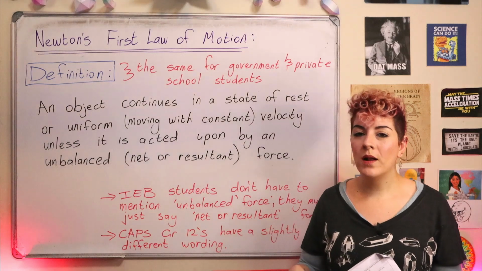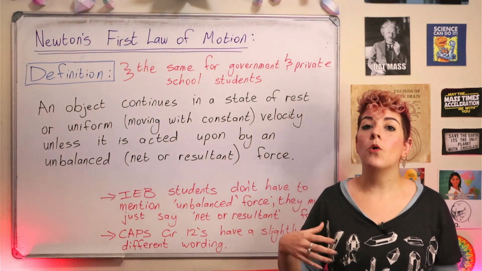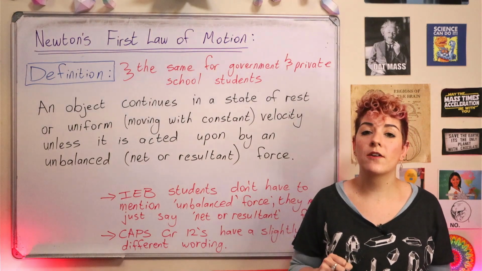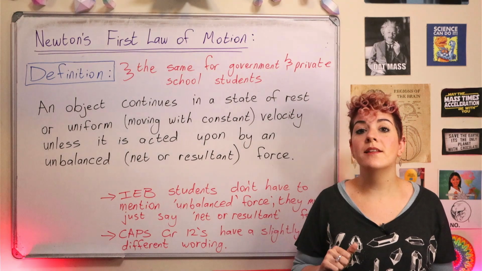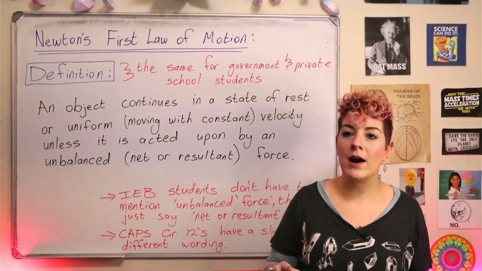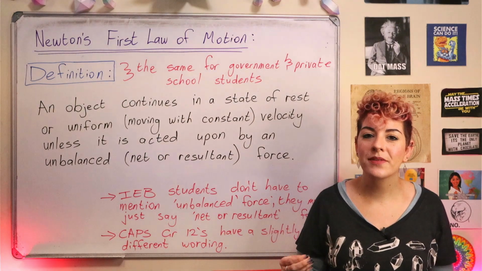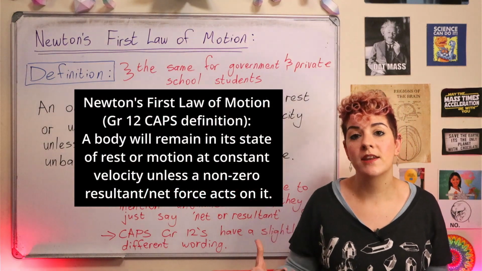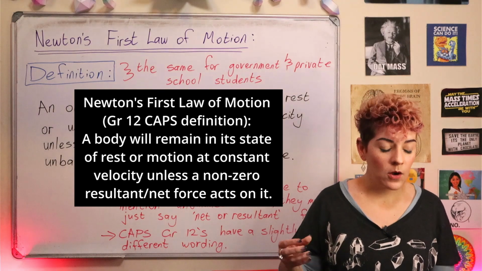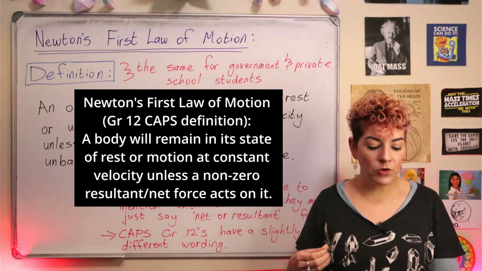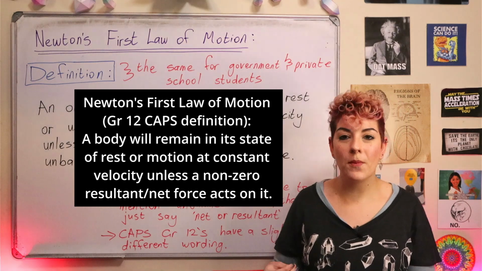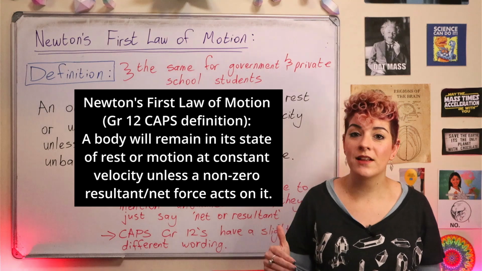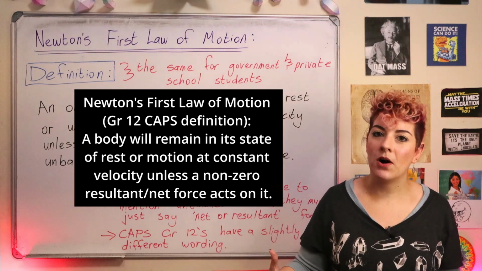Now, for our grade 12 learners doing the government school or CAPS curriculum, there is a slightly different but very similar wording of the definition as described by the latest exam guidelines for our grade 12s in the government schools. We'll put that definition up on the screen now, but that wording for our government grade 12s reads as follows. A body will remain in its state of rest or motion at a constant velocity unless a non-zero resultant or net force acts upon it.